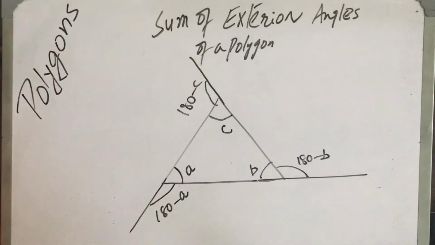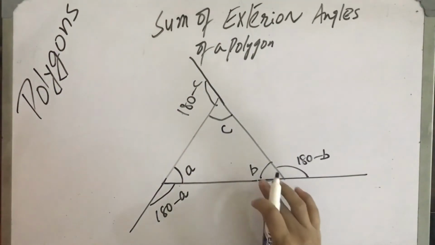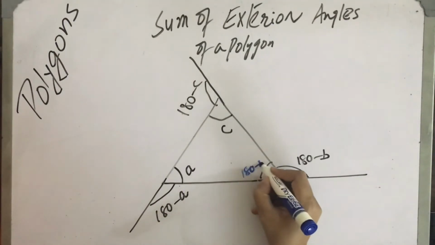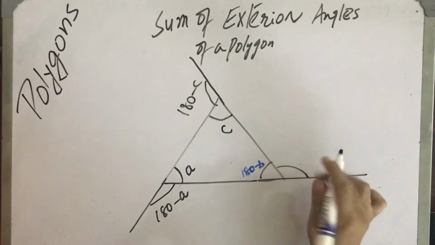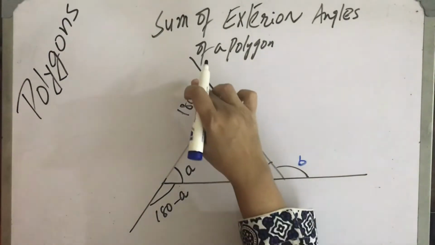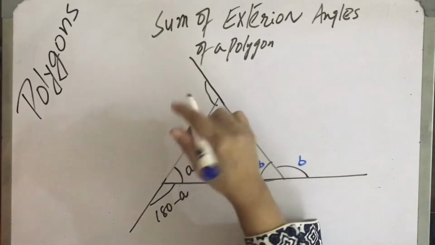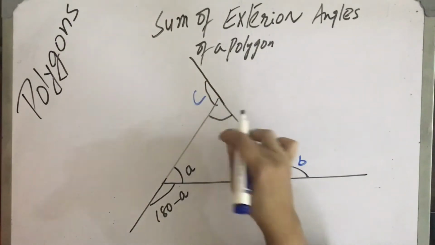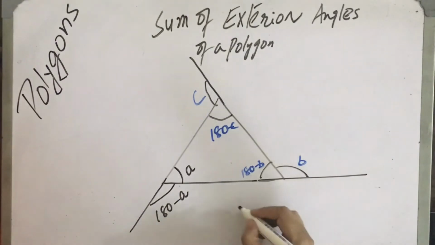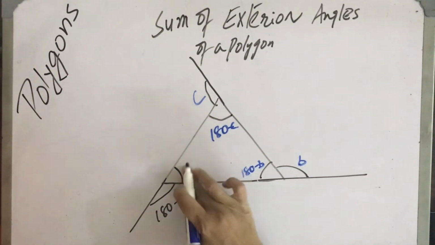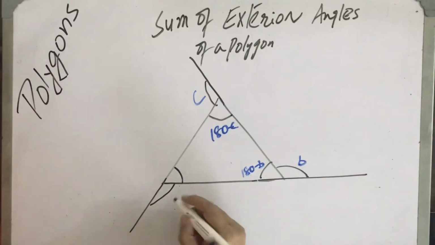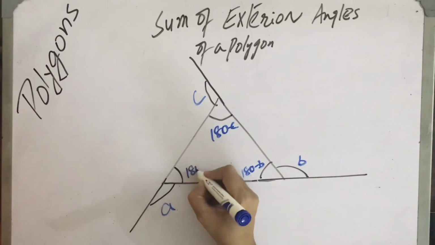Okay, now if I change their names, for example, if I make this 180 minus B and write it as B, that is, if the exterior angle is B, the adjacent interior angle will be 180 minus B. If this is C outside, the interior angle will be 180 minus C. As the sum of these two angles is on a straight line, they are adjacent, so their sum is 180. If the exterior angle is A, the interior angle will be 180 minus A.